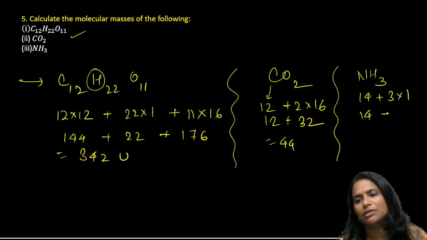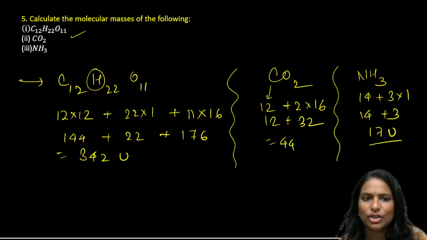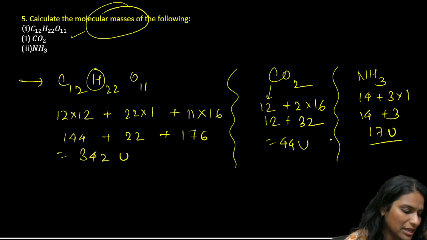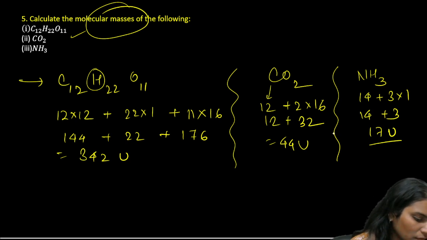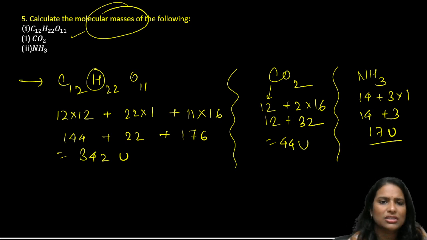So it will be 14 plus 3, and it will be 17 U, because here we are talking about molecular mass, so everywhere you will write the unit as U. I hope this is clear to every one of you, right? So this is one of the questions apart from the mole concept, but this has also been asked in most of the exams, right? This is also an important part of the chapter.